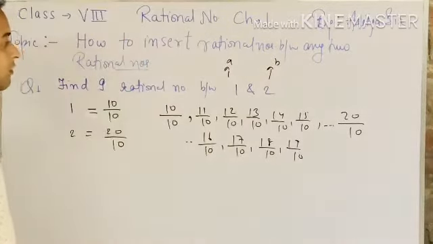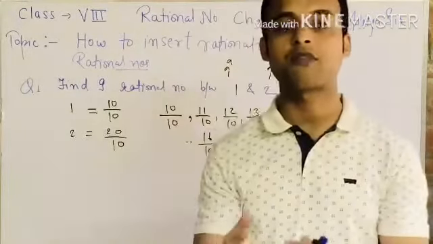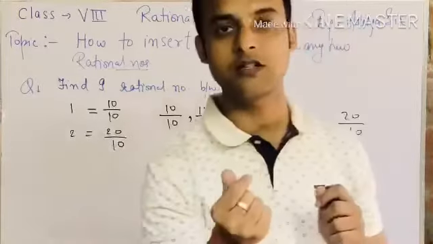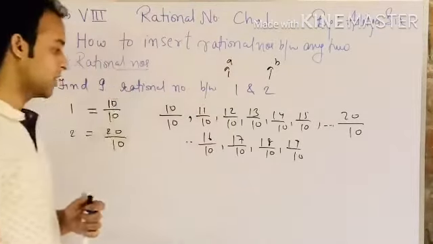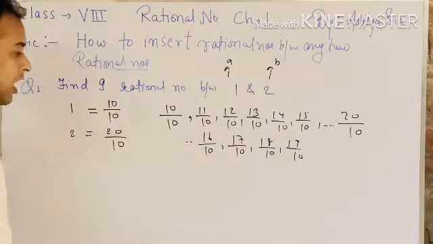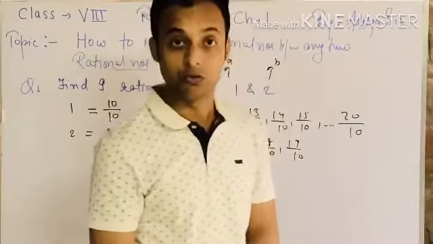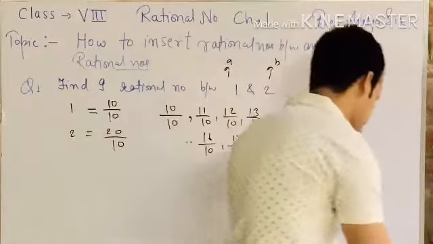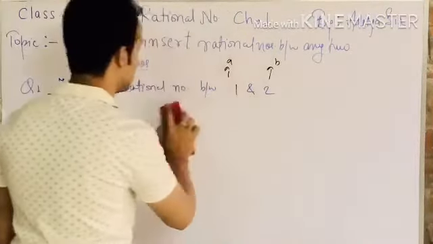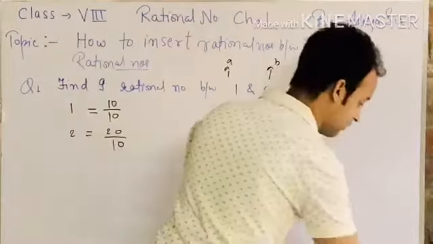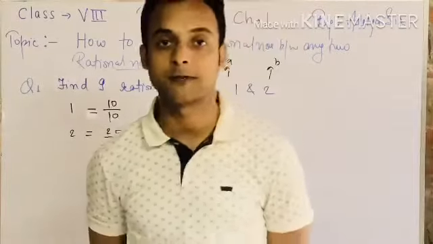So this is another method by which you can insert a large number of rational numbers between any two rational numbers just within a second. Okay, so this is how you can insert. Suppose the question is saying insert 100 rational numbers between 1 and 2. In that case, it will not be a better method to add both these numbers and divide by 2 for 100 times. It will be very time consuming.